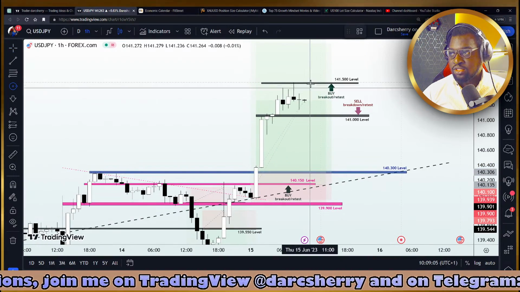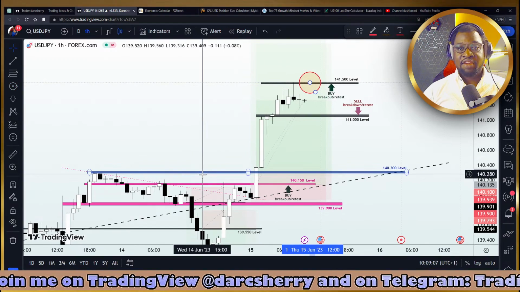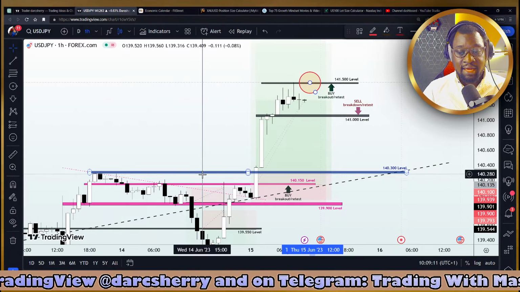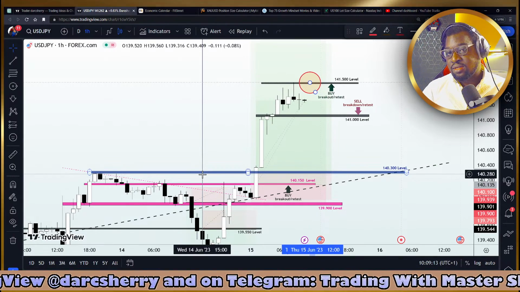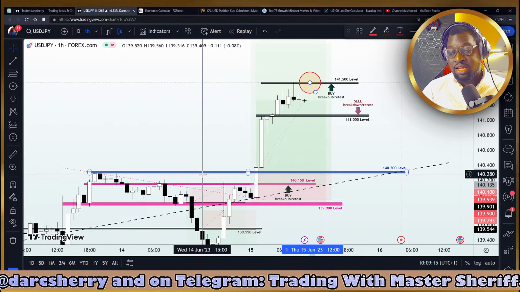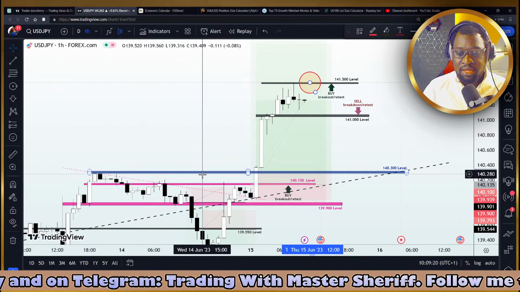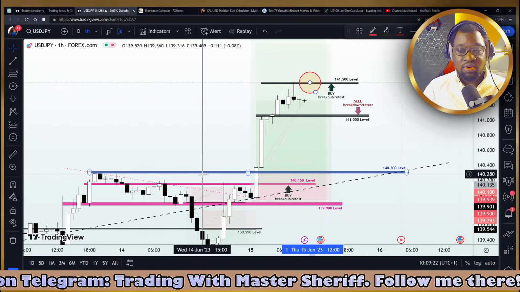So let's have our buy stop order above the 141.500, hoping that price action will continue to the upside. And like I said earlier, for those who are still in a buy position in this market, you want to be moving your stop losses to secure this current buy position. So that is what we are doing today on the USDJPY.